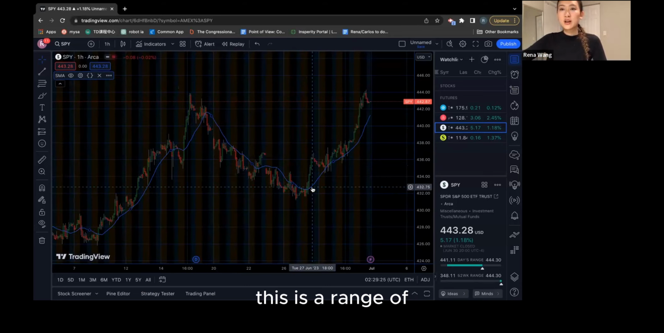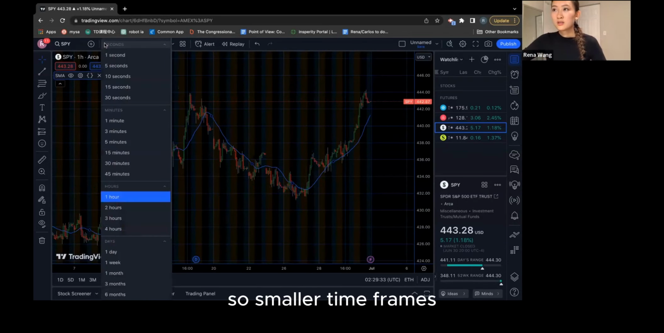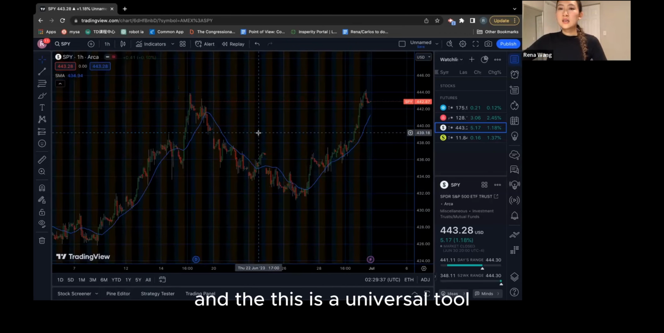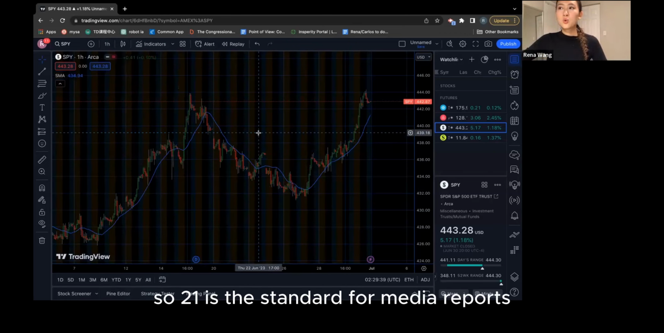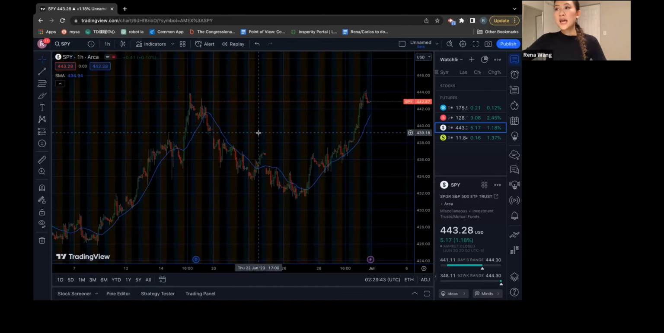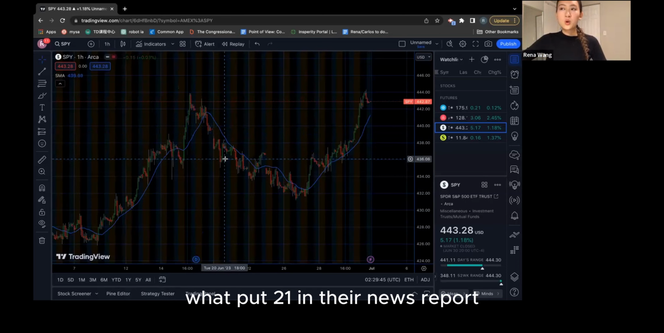This is a range of a medium term moving average that can be used in smaller as well as higher time frames. And this is a universal tool. So 21 is the standard for media reports, and they usually would put 21 in their news reports and their analytics.